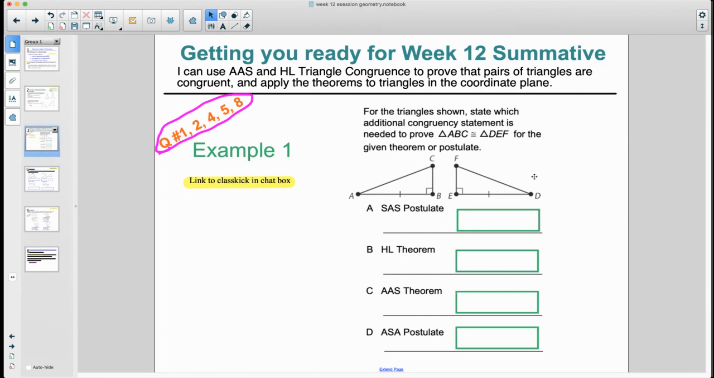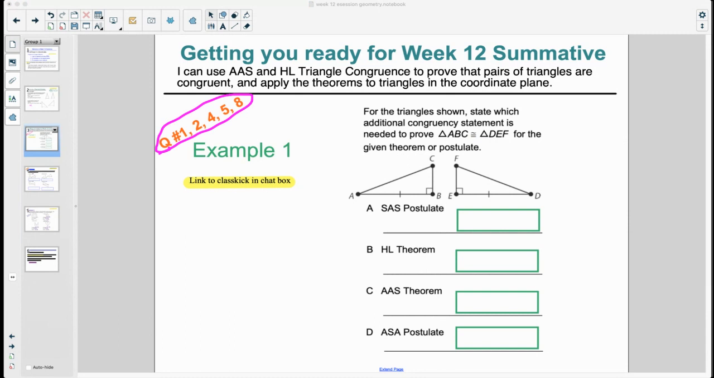Okay, so down here we have 2 triangles. For the triangles shown, state which additional congruency statement is needed to prove that those 2 triangles are congruent for the given theorem. So what you're doing, notice what you have already. You have those bottom 2 sides congruent and you have right angles. So if you were to prove this using SAS, what additional pair of something would have to be congruent? So that's what you're listing for me.